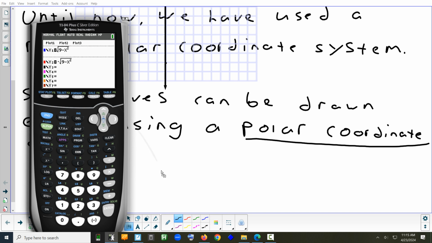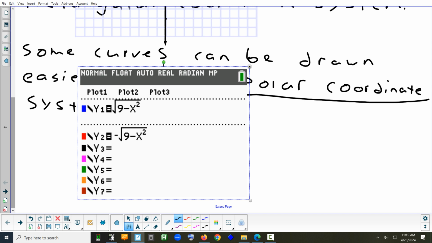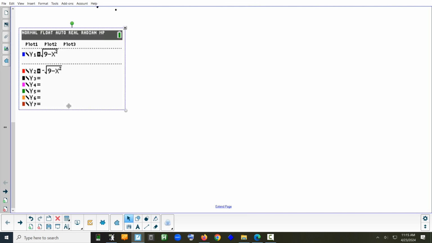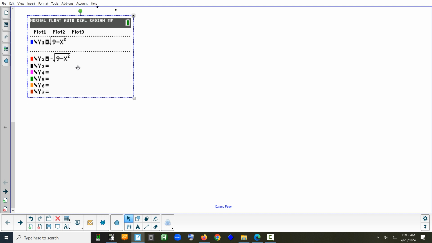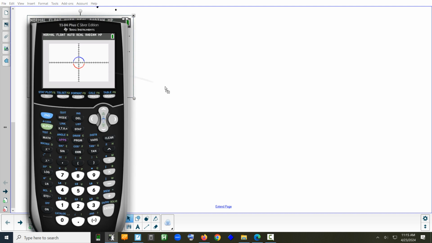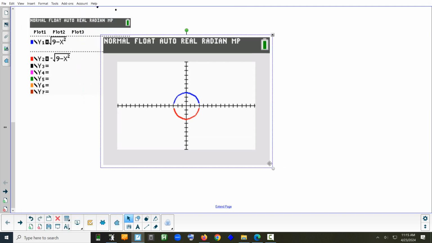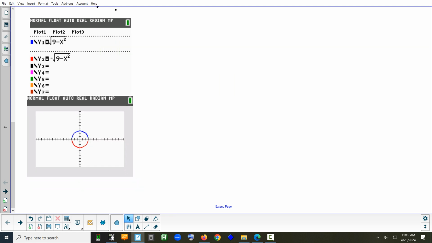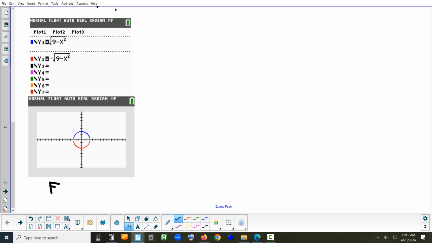Let's take this, put that there. Okay, so that's what I typed in. This is the picture I got. Make that a little smaller. And that was as a function.